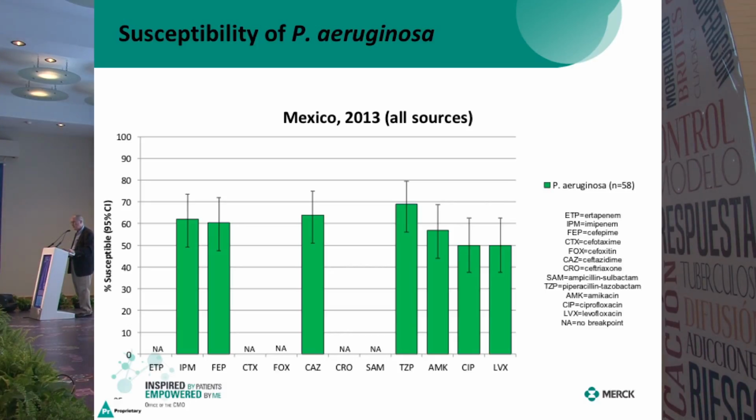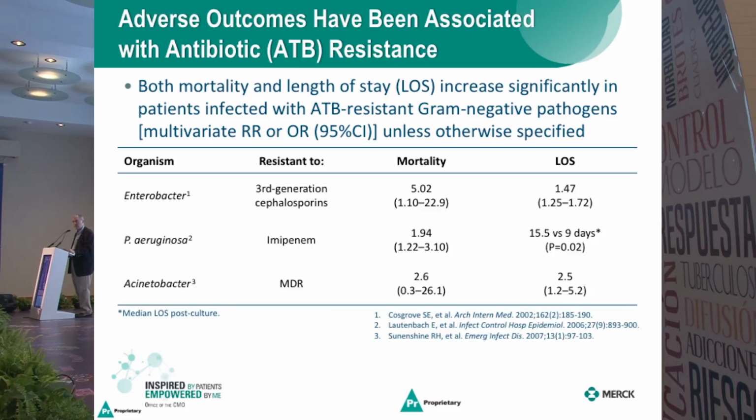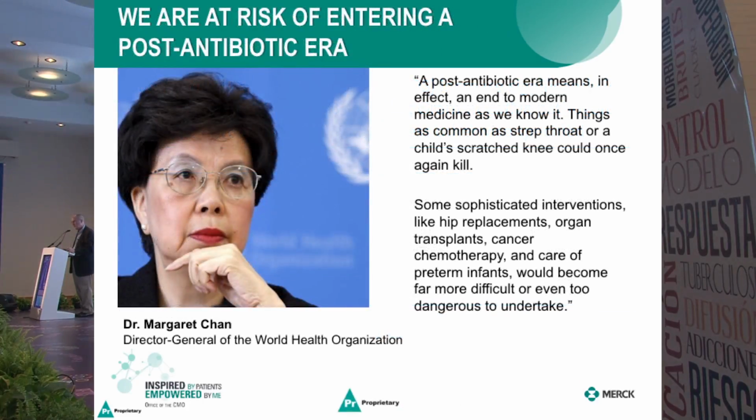And why does this matter? Because there have been many studies that show that if you have resistance to the antibiotic, whether it be a third-generation cephalosporin, whether it be imipenem, if it's multiple drug resistance, mortality rate goes up from 2-fold to 5-fold. Length of stay in the hospital doubles as well. Much higher cost, both to the patient's survival and to the cost of society.